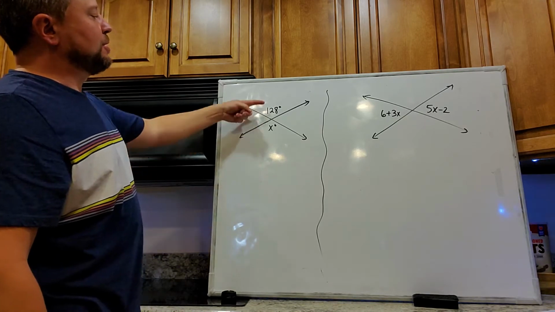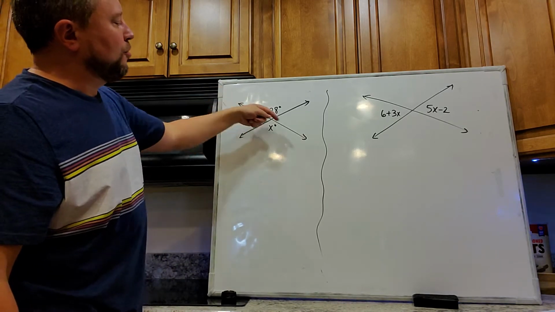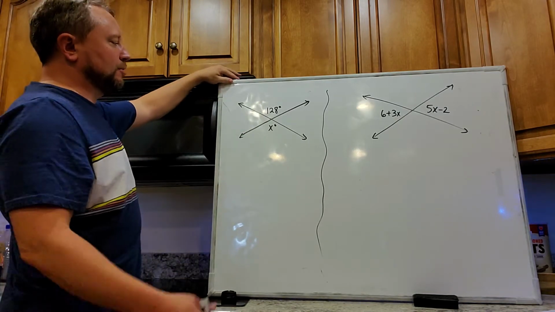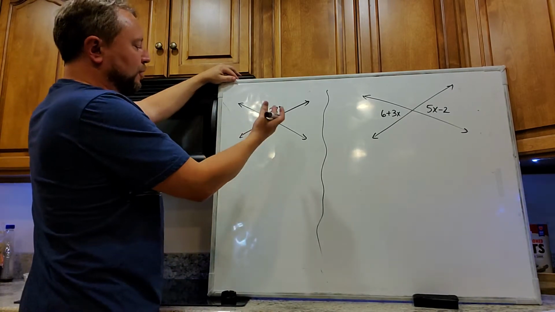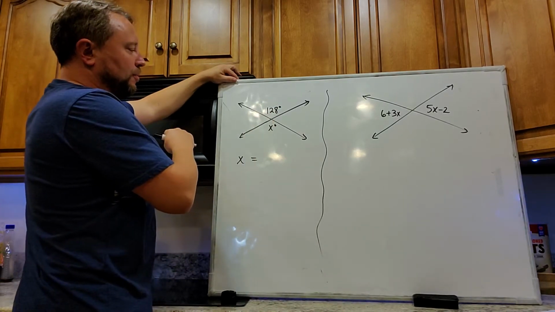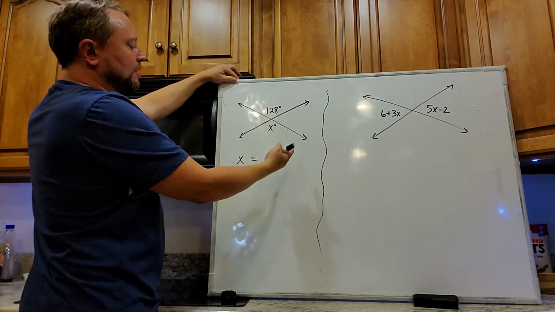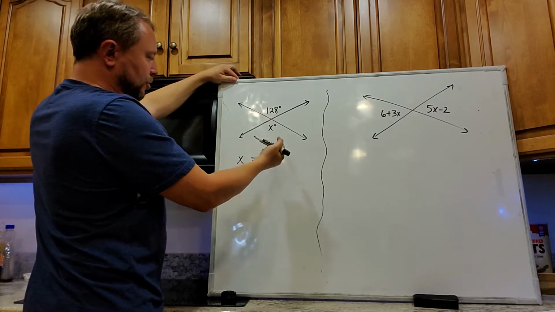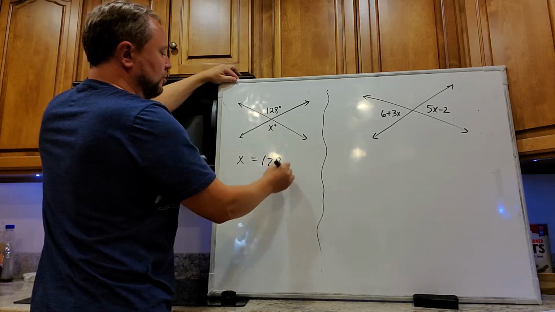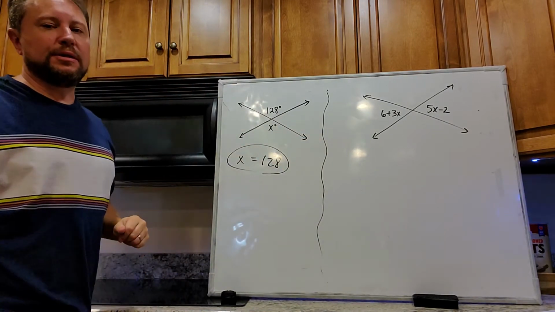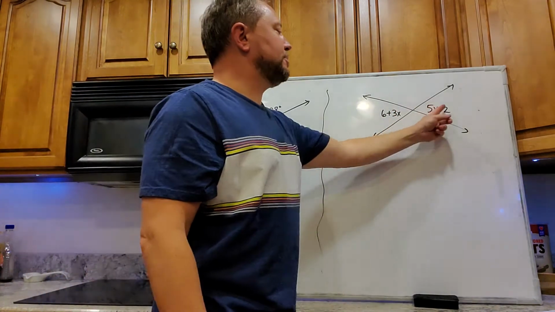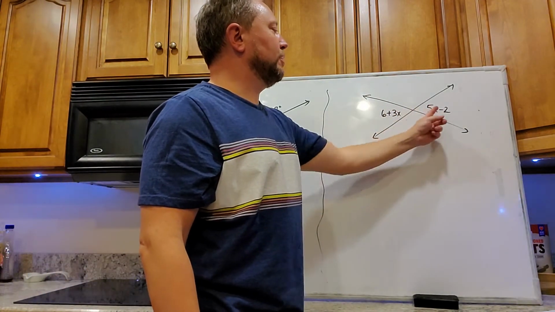You can see in this picture, those two are formed by nice straight lines. They're directly opposite. Those are a pair of vertical angles. So this one's a really easy problem. I know according to our theorem that if these are vertical angles, they have to be equal to each other or congruent. So x equals 128. Boom, that one's done.